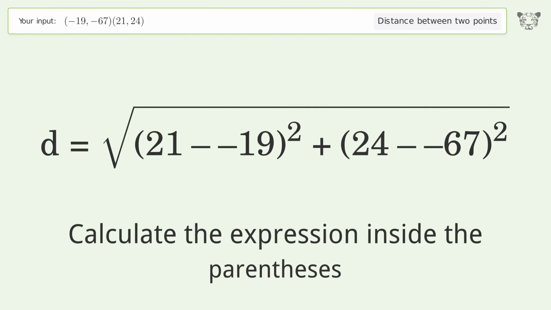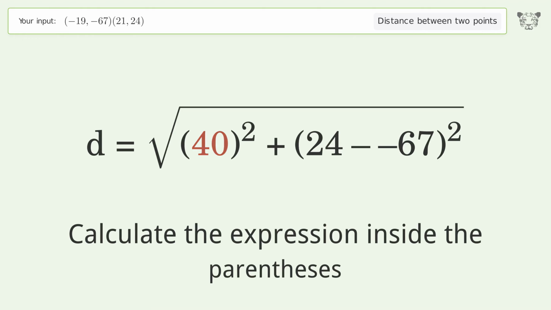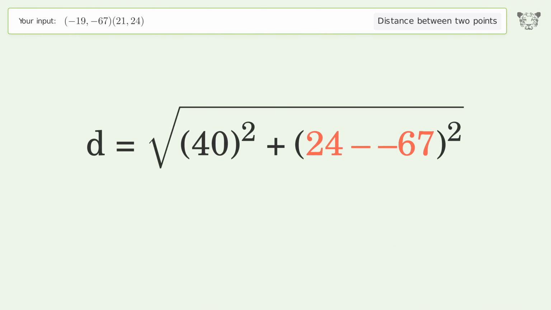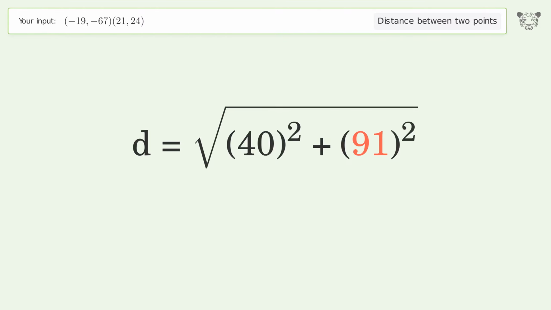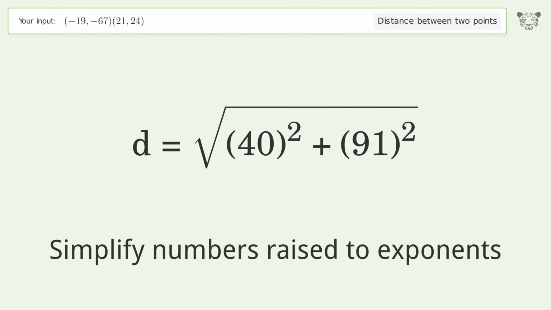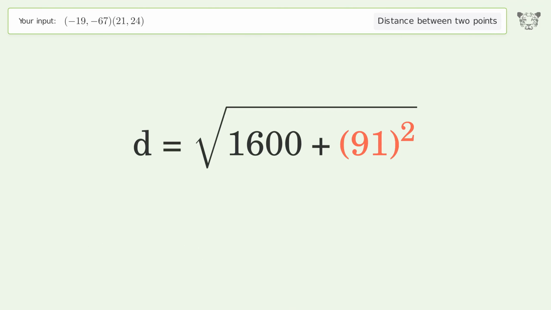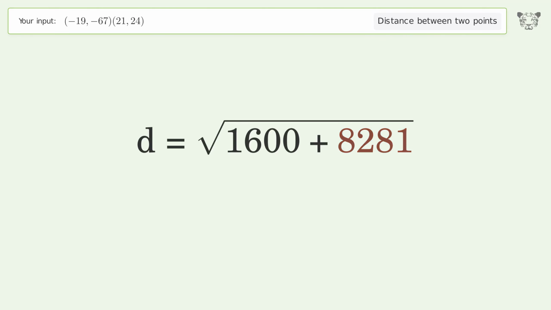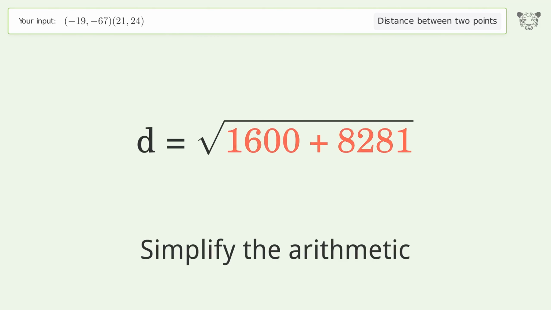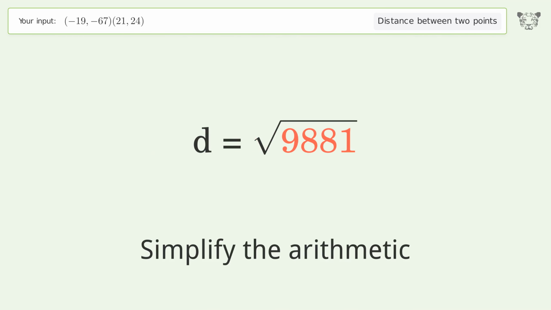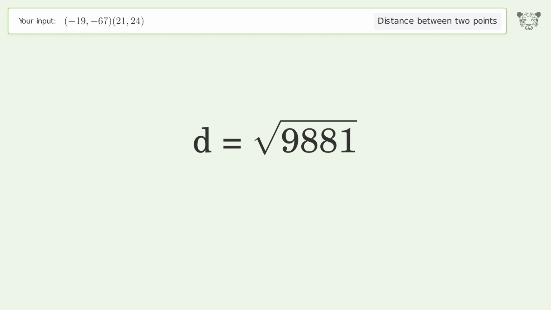Calculate the expression inside the parentheses. Simplify numbers raised to exponents. Simplify the arithmetic. And so the distance between the 2 points is the square root of 9,881, or 99.403.